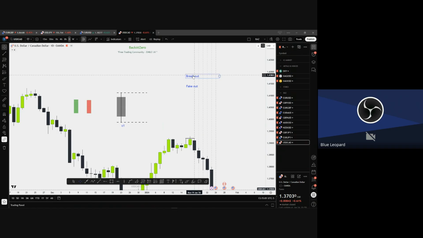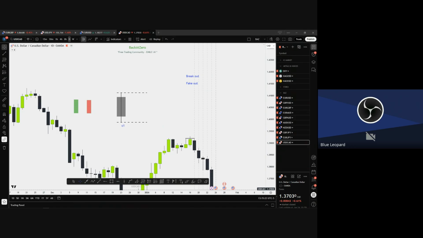So if price closes in breakout, it means what? The intention is to continue in the same direction. If price closes in fake out, it means the intention is not to continue in the same direction. It's either to go down or to consolidate.